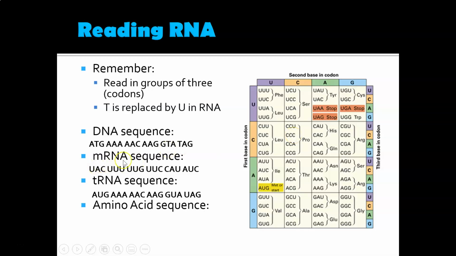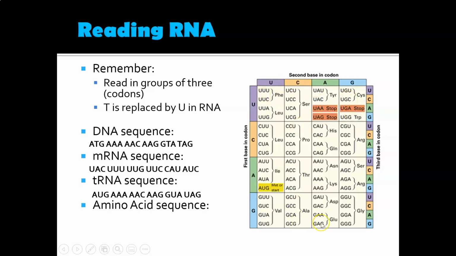So if I look at my messenger RNA, here's my first codon, UAC. Now, the way this table is set up, my first codon corresponds to each row, the first base in the codon. So the U is the first one I'm looking for. Every codon that starts with a U is in this row. Every codon that starts with a C is in this row. Every codon that starts with an A is in this row, and then every codon that starts with a G is here. So because I've got a U first, I'm going to focus on this very first row.